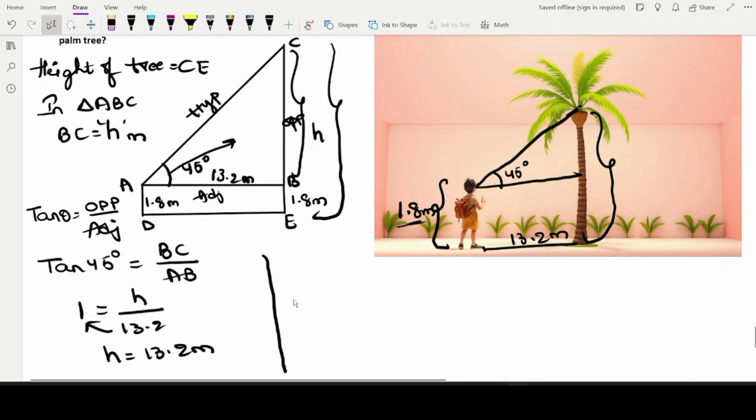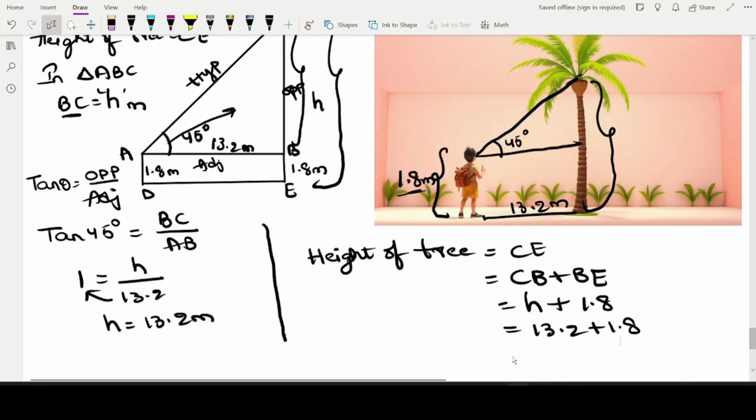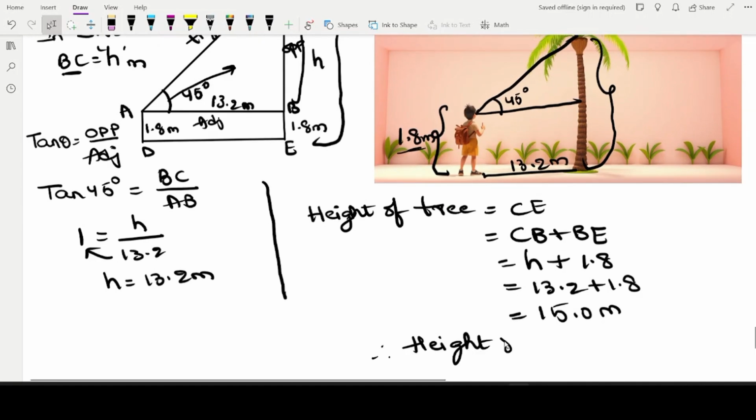So we know that the height of the total tree is CE, which is C to B plus B to E. C to B is h, plus what is BE? 1.8. So what is the total? 13.2 plus 1.8. When you add them, you will get 15.0 meters. So therefore, the height of the palm tree is 15 meters.